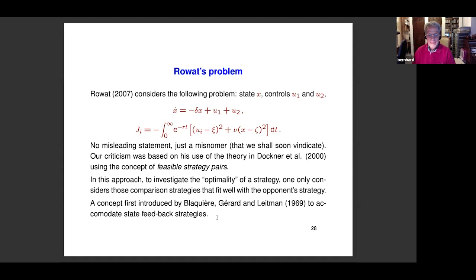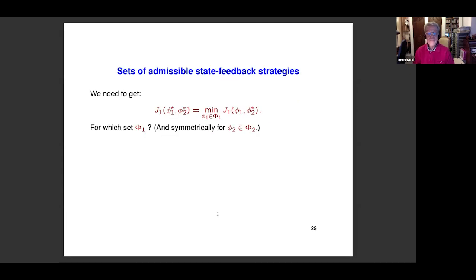Well, they used that because they wanted to make a theory directly in terms of state feedback strategies. And so they had this old problem of knowing what are the sets of admissible state feedback strategies. So I make a detour by this problem. I stay within the context of two players game just to make things simpler.